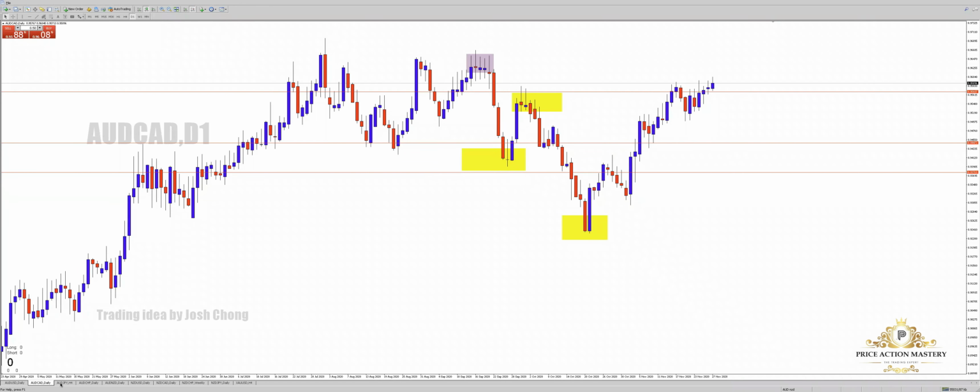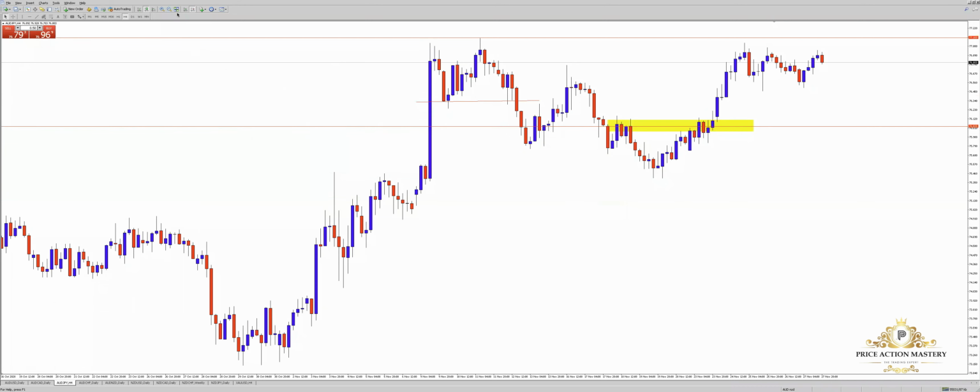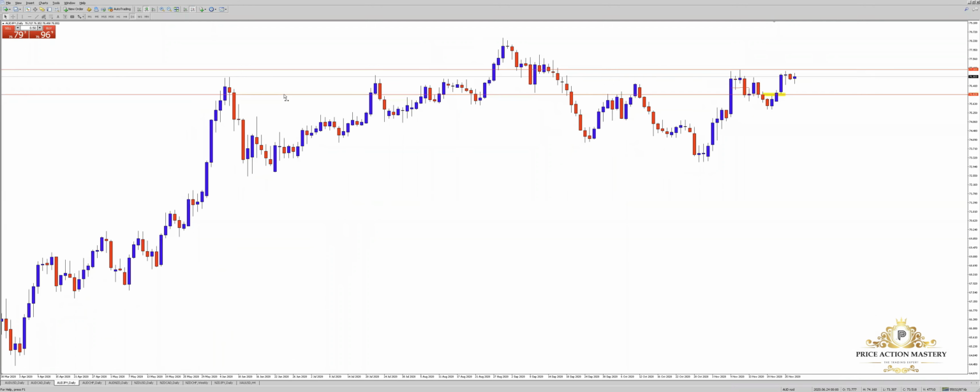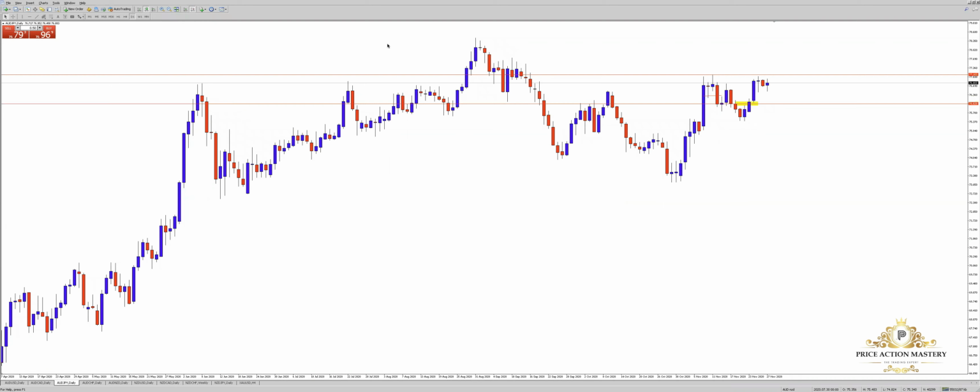The next will be Aussie yen, and we look into daily. This trade did hit my SL last week, but hitting SL is just normal in the market. In this market, we can see a lower low, then lower high, lower low, and then this is a higher low. Sorry, this is a higher high.